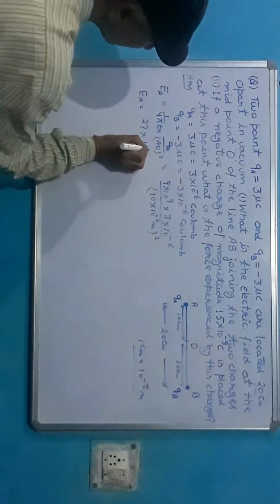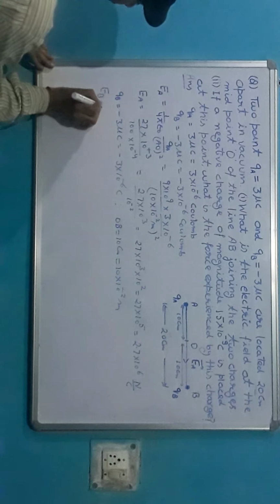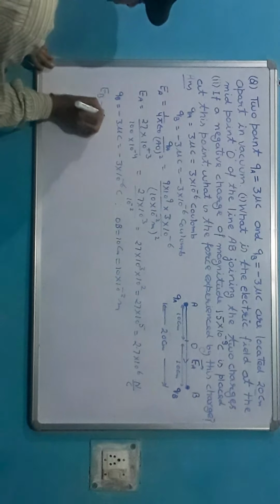QB, that is minus 3 into 10 to the power minus 6 coulomb, that is minus 3 microcoulomb, and the distance OB is 10 centimeter, which gets converted to 10 into 10 to the power minus 2 meter. If I have to write down EB, that will be equal to 1 upon 4 pi epsilon naught QB upon OB whole square.